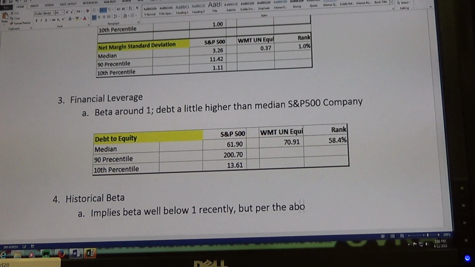per the above, I'm going to use the longer term trend of a beta. I'm going to go with 0.8. I think 0.8 makes sense for Walmart, but you need to come up with your own numbers, look at the historical, make sure you justify financial leverage, operating leverage.